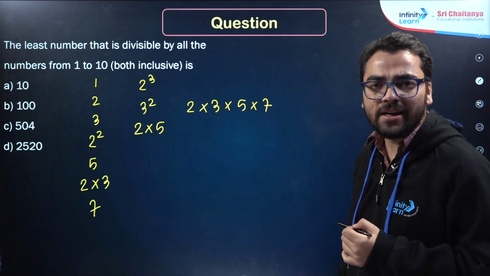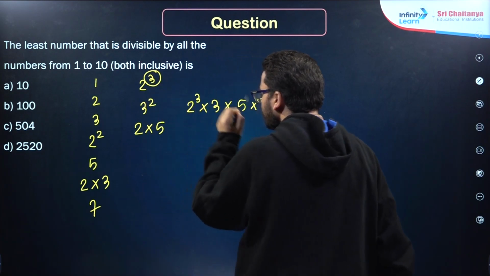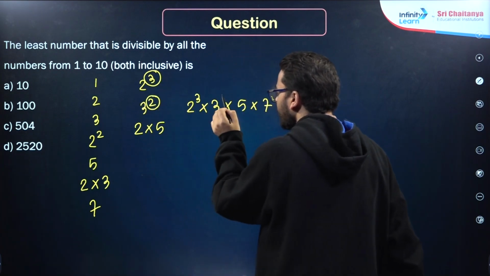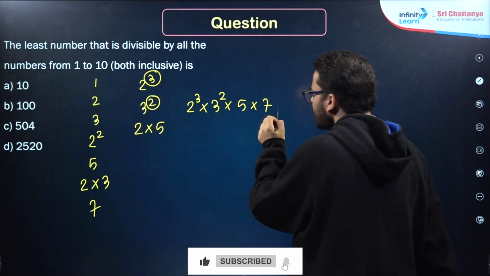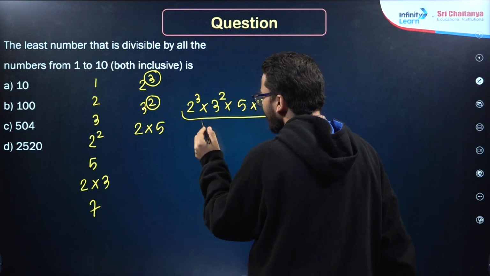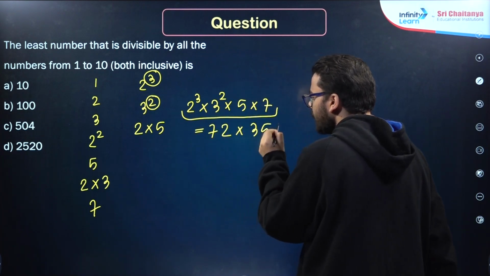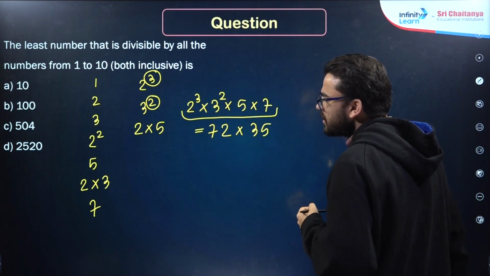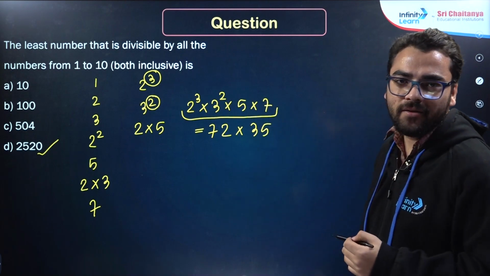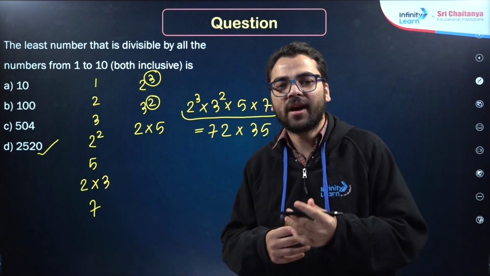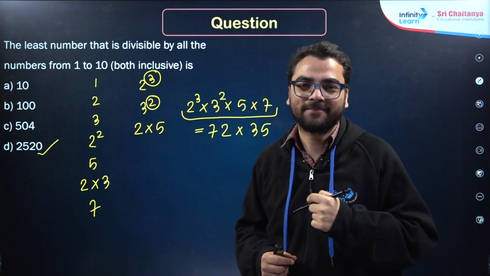And then you have to take the highest power of them. So you see 2 cube, and then over here 3 square, and then 5 will remain as it is, and 7 will remain as it is. So this is the answer. So you just can multiply 8 9s are 72, multiplied by 7 5s are 35. So if you just multiply these two numbers, you'll get 2520. You can check it. If you just multiply them, you'll get 2520 over here. Obviously, you can remember this answer as well because this is one of the important questions on this topic.